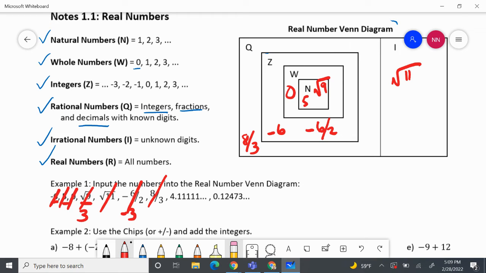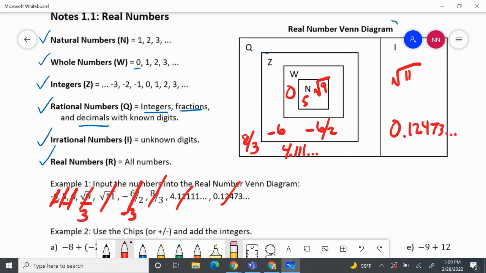Then what we have is 4.1111. I know the next number is 1, so that would be a rational number. And our last one, I don't know what the next digit is: 1, 2, 4, 7, 3. No idea. So I'm going to treat that as an irrational number.